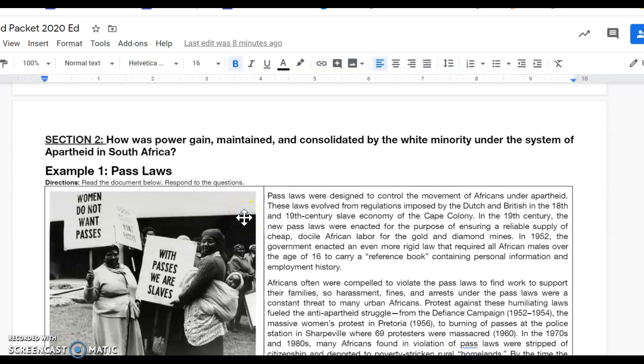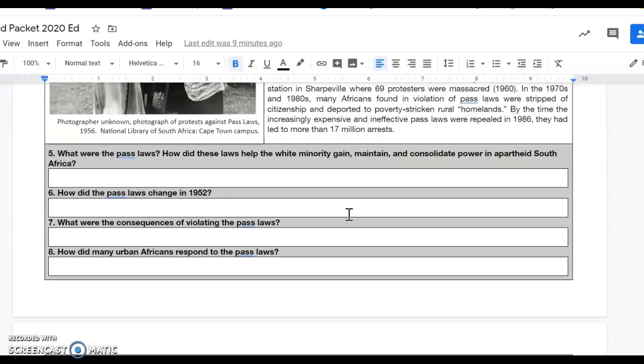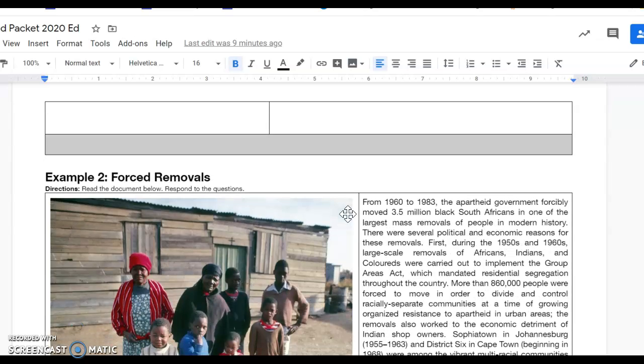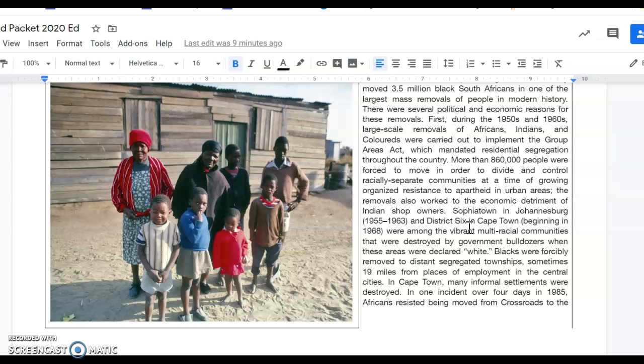The first one we're going to be looking at is pass laws. You've got two paragraphs and answer the questions. Then the next example you're going to look at is what's known as the forced removals. Again, there are many others. These are just a small sample to get a sense of what apartheid was.